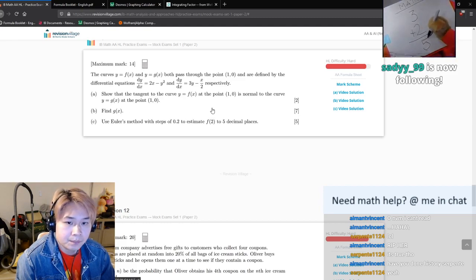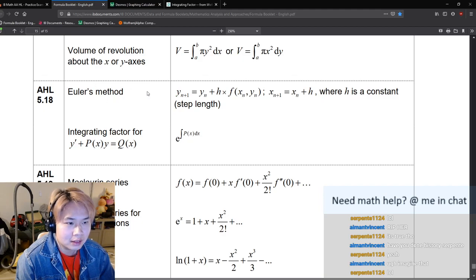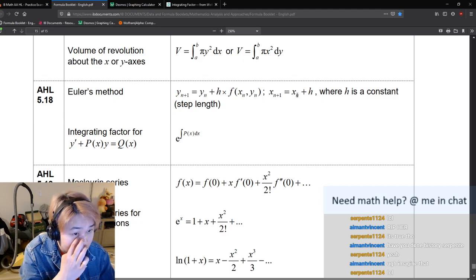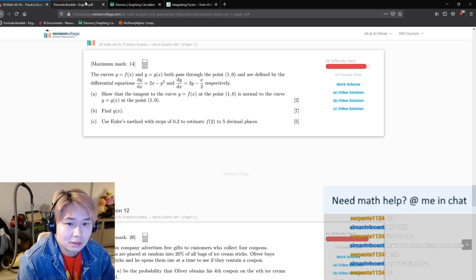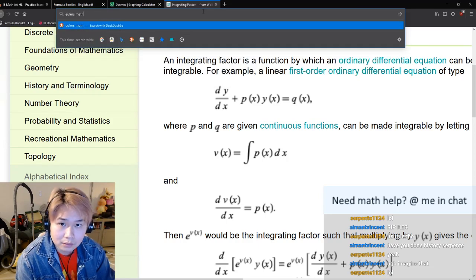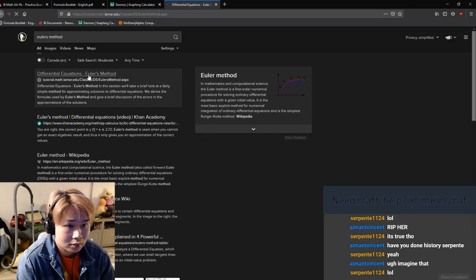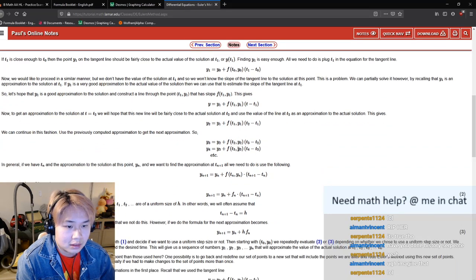Sadie99, thanks. And then let's see, use Euler's method with steps of 0.2 to estimate f of 2 to 5 decimal places. What the hell's Euler's method? Oh, right here. So, y n plus 1 is y n plus h times f of x, y, and then x n plus 1 is x n plus h. What? I should know this, but okay. Sure.